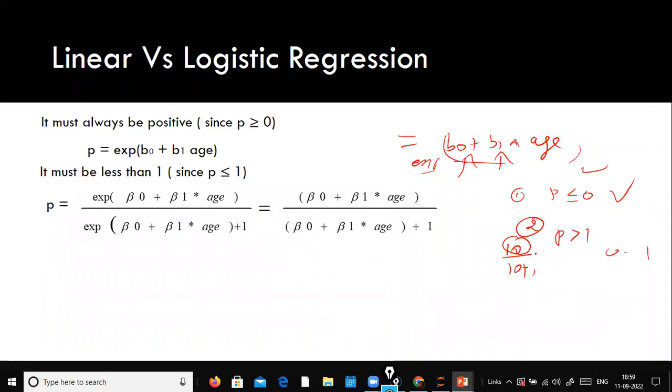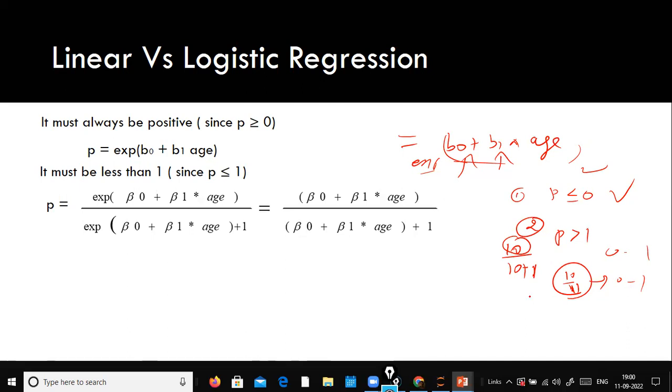Instead of 1.77, let's say you got 10. If you divide the value 10 by the same number after adding a small value to it, let's say in this case 1, right? 10 divided by 10 plus 1, 11. If you do it, you will get a value between 0 and 1 only.